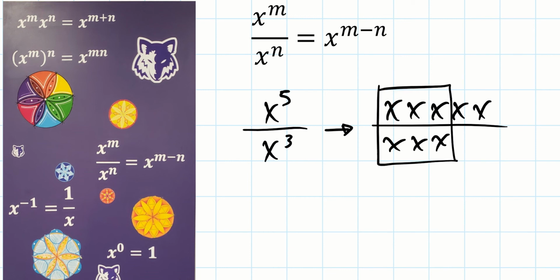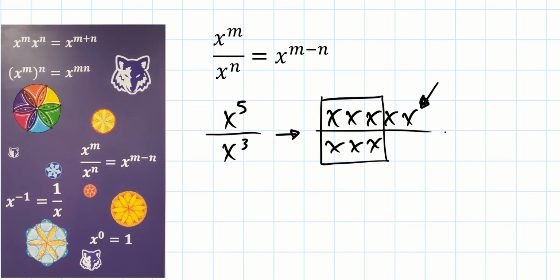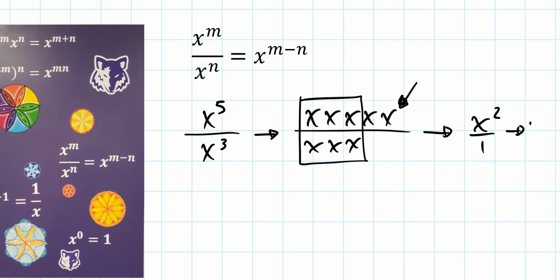The difference is evident in the numerator, and the fact that I have 2 additional factors of x left up there. So this becomes x to the second power over 1, or just x to the second power. And I can see that using the rule for dividing same bases with exponents. So this becomes x to the 5 minus 3, which is x to the second power.